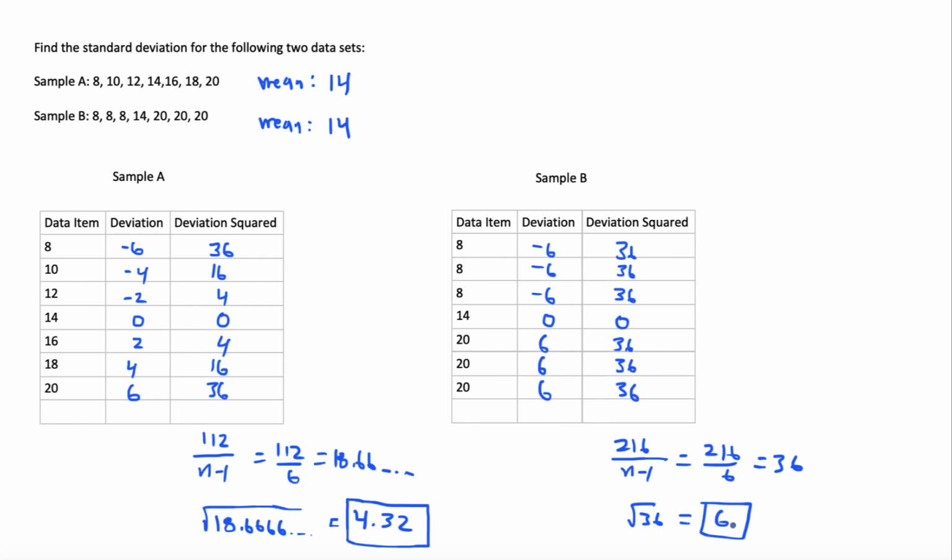Think about what this number is actually telling us. The mean is 14, we calculated that. But notice that every data value is 6 units away from the mean, and that's exactly what the standard deviation is saying. That's the spread of the data. And what about sample A? Some are 6 units away, some are 4 units away, some are 2 units away. So hopefully just by looking at the data, we could have determined that the standard deviation of sample B would be greater than the standard deviation of sample A, even though they have the same number of data values and the same mean.